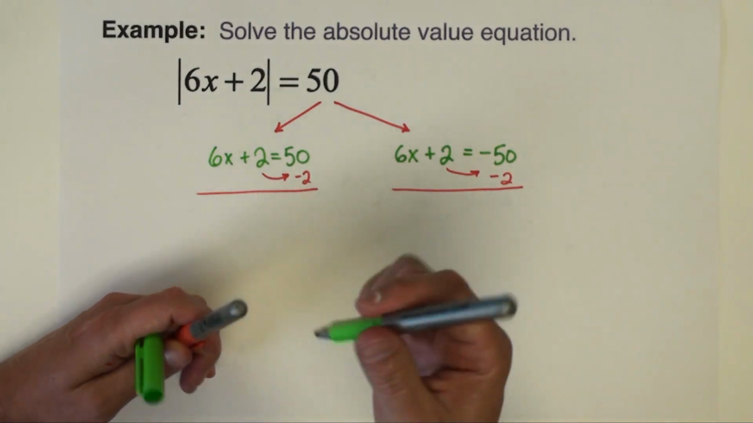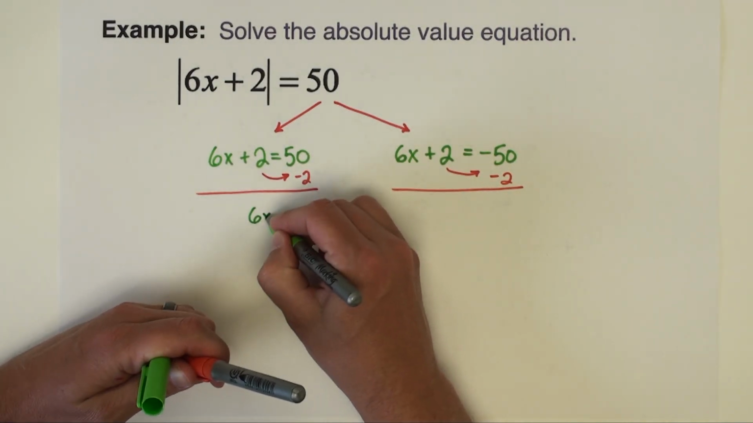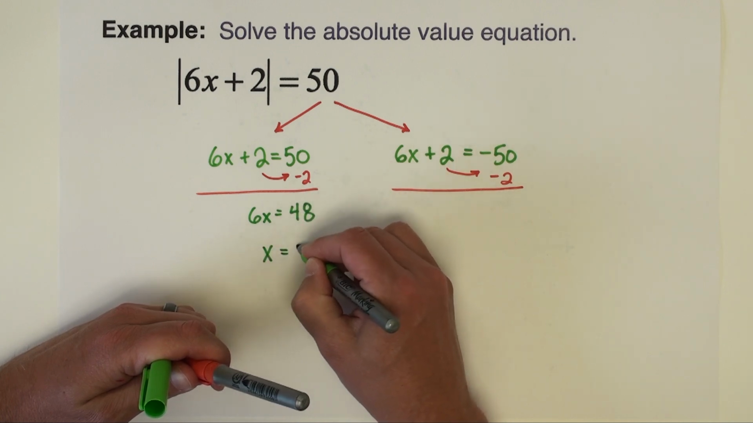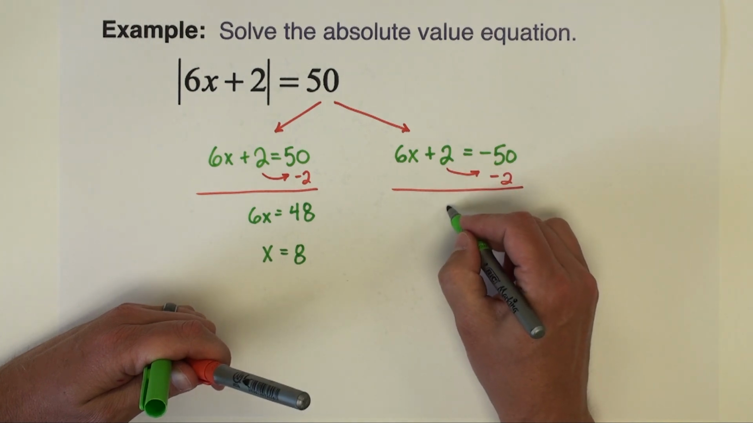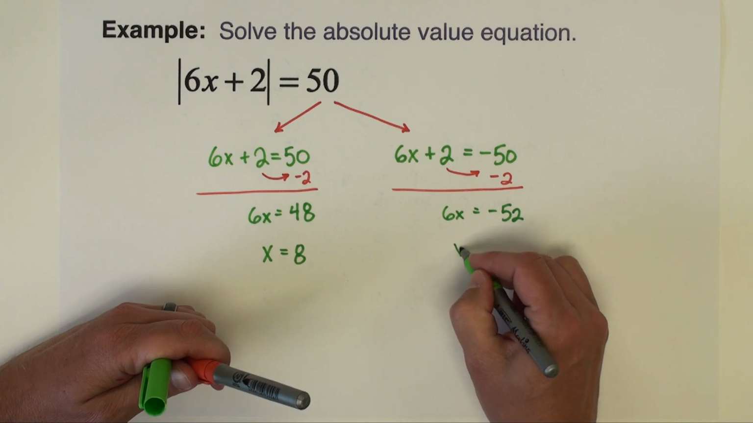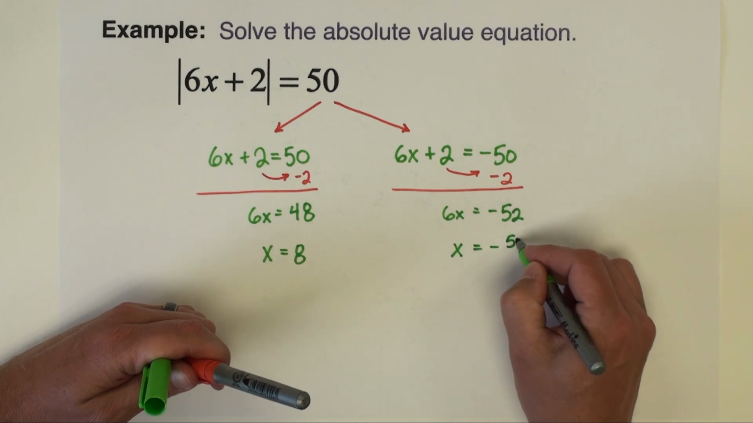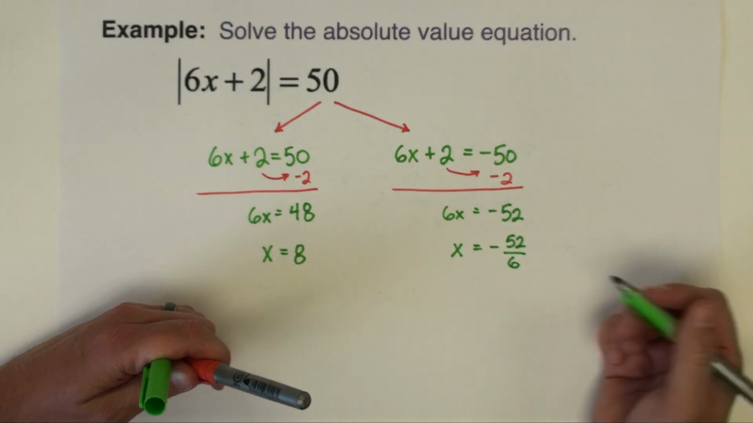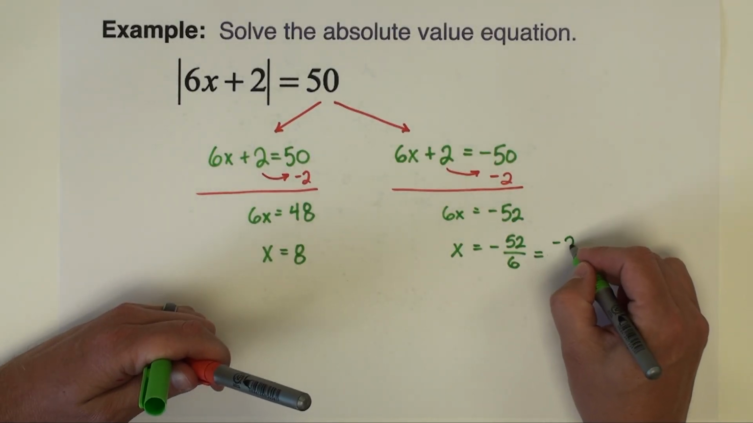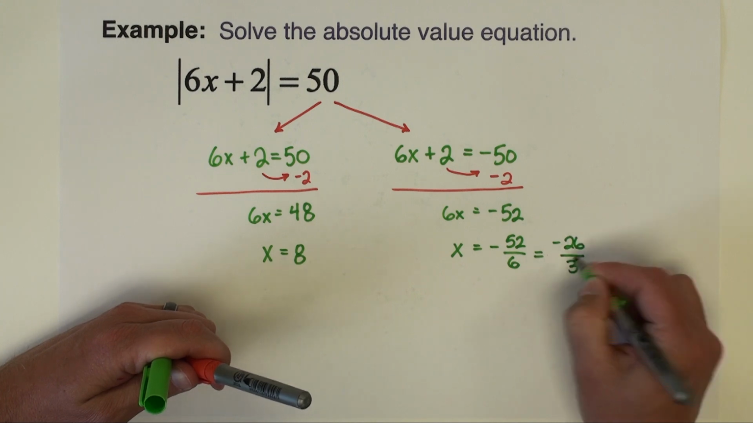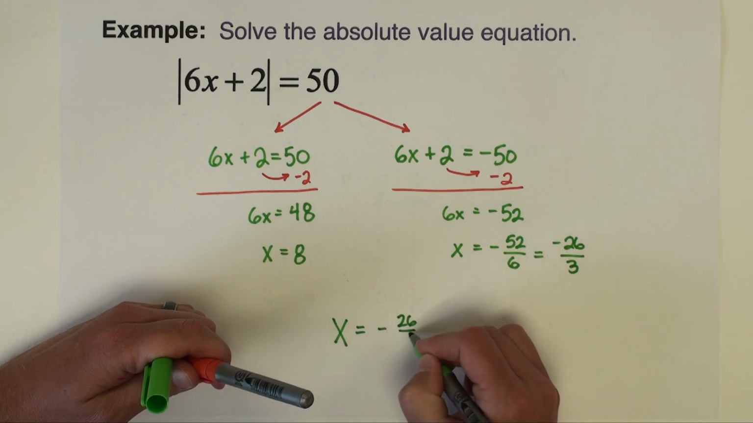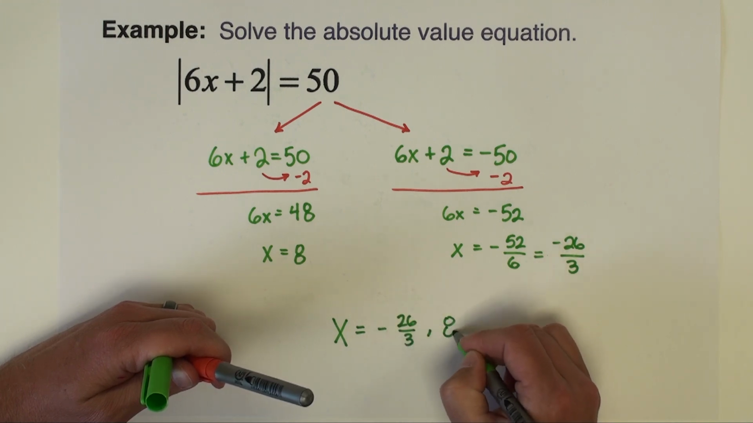We're going to do that in both equations. So I've got 6x equals 48, and divide by 6, we get x equals 8. And over here we get 6x equals negative 52. Divide both sides by 6, we get negative 52 sixths. And if we divide both those by 2, that reduces to negative 26 thirds. So my answers are x equals negative 26 thirds and 8.